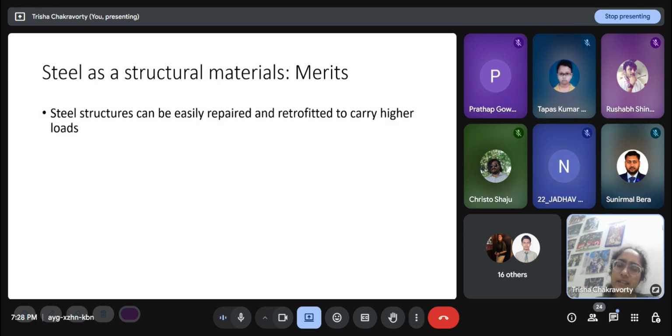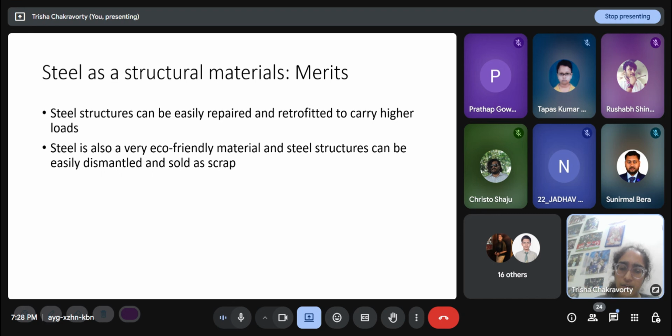Steel structures can be easily repaired and retrofitted to carry higher loads. This again has to do with the fact that in a steel structure, the components are generally separate. So if you have a problem in a particular connection, in a bolting or rivet, you can individually change that part. While in concrete, if there is a crack in a concrete beam or column, there is steel inside which might get rusted, so the entire thing has to be dismantled generally. While in steel structures, you can take it in components and fix it.